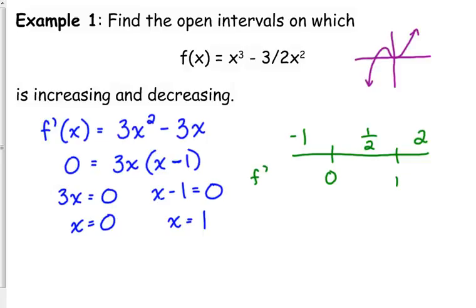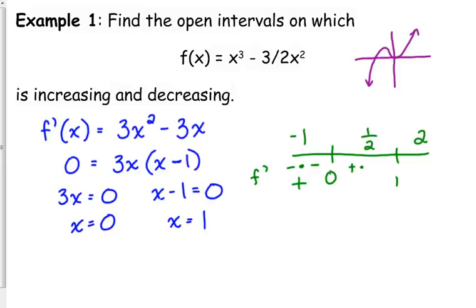So I kind of label mine like this. I put f prime down here at the bottom because I'm talking about the value of f prime. Now, it's easiest to plug these numbers into the factored form. So when I do that, I don't care about the value, I'm just concerned about the sign. So 3 times negative 1 is a negative number. Negative 1 minus 1 is another negative number, so I have a negative times a negative, which gives me a positive. 3 times 1 half is positive.